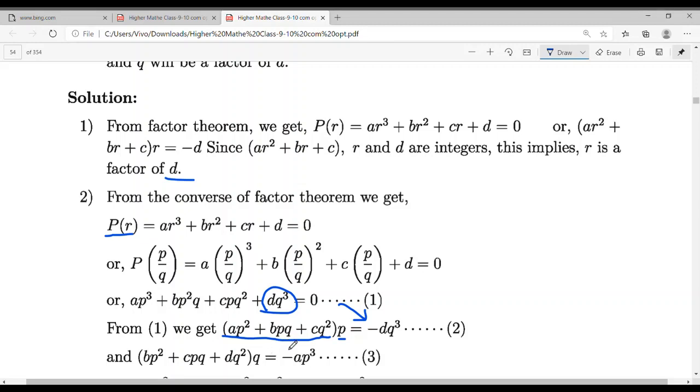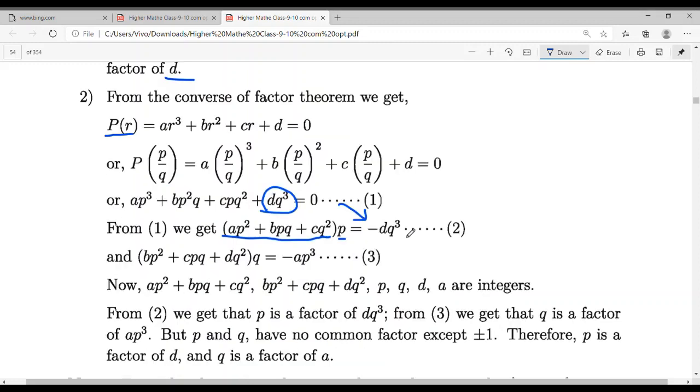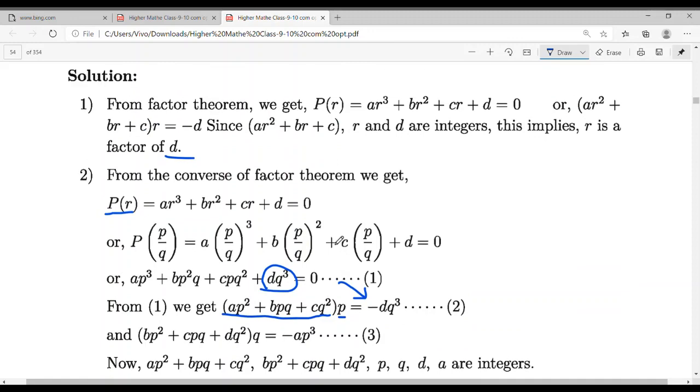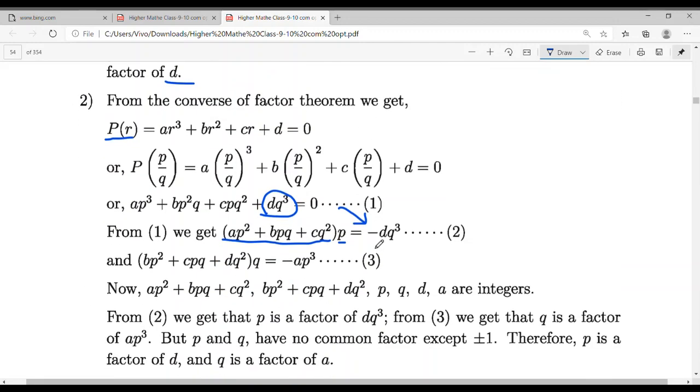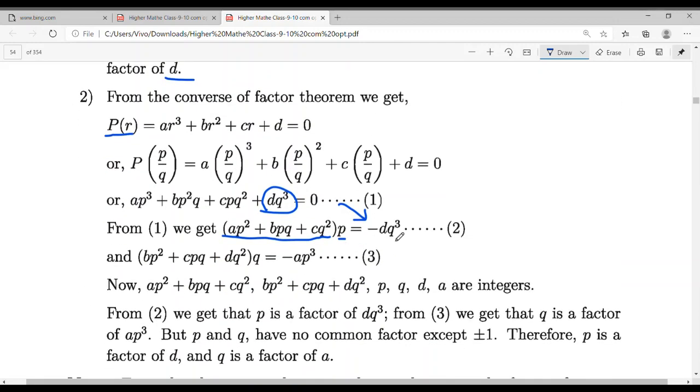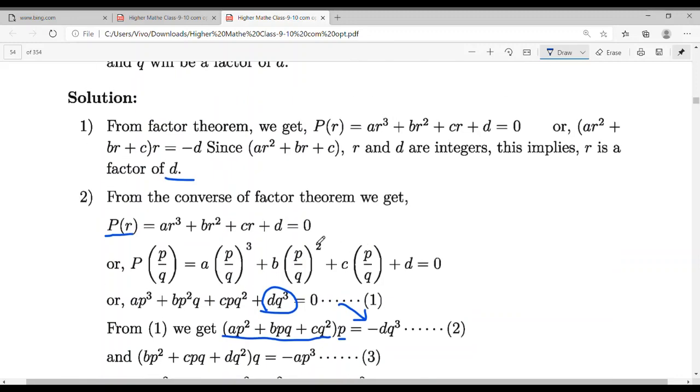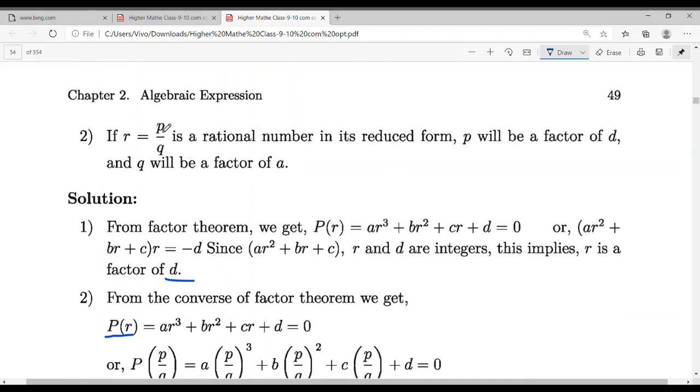AP square plus BPQ plus CQ square, this expression, and P are factors of DQ cube. Clear? P does not divide Q because P and Q are co-prime from its reduced form. So P divides D. So P is a factor of D. Okay, so half the proof is complete. The numerator P is a factor of D.